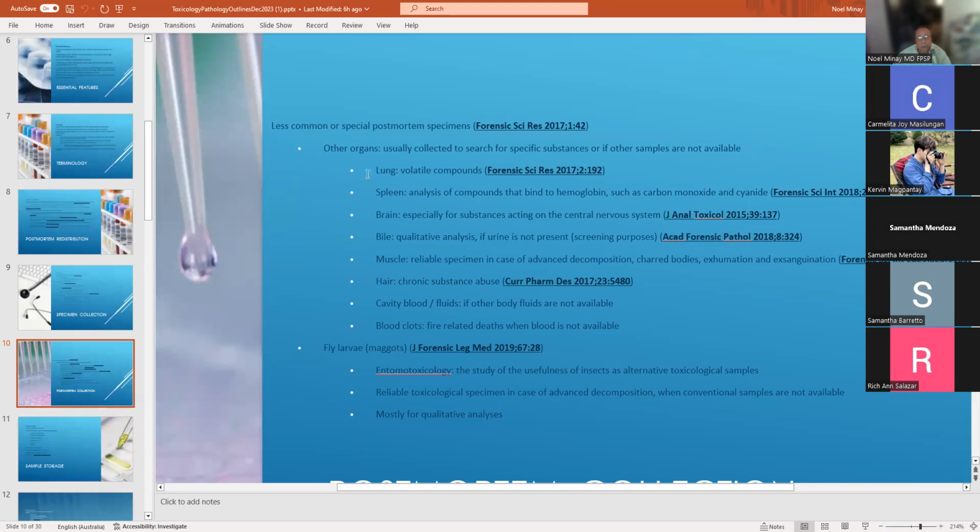less common on the following organs. Insects, especially they're found on bodies found dead on the field. So, maggots, fly larva.